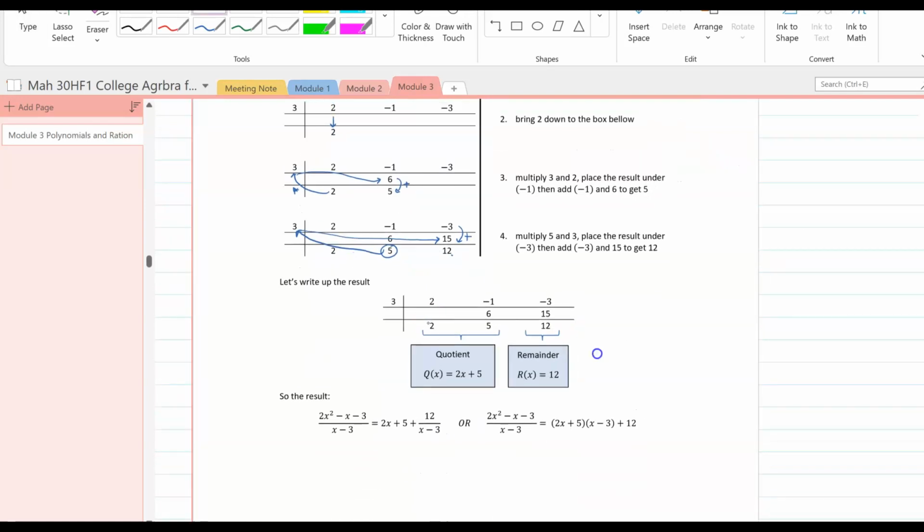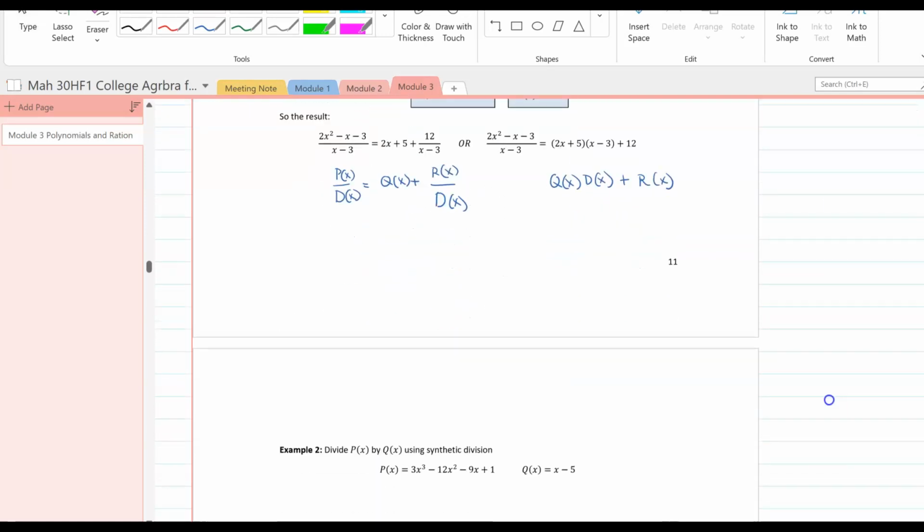So this is telling us this first part here is the quotient, and the leftover, whatever that is, is the remainder. And we can write this as the result of p of x divided by d of x is equal to q of x plus r of x divided by d of x. Or in this case, we write this as q of x times d of x plus r of x. So let's take a look at the next example.